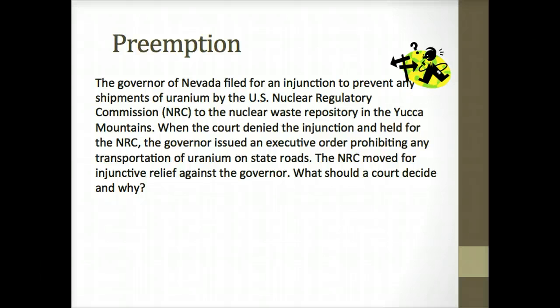I want to start with an example. Let's say the governor of Nevada filed for an injunction to prevent any shipments of uranium by the U.S. Nuclear Regulatory Commission to the nuclear waste repository in the Yucca Mountains. When the court denied the injunction and held for the NRC, the governor issued an executive order prohibiting any transportation of uranium on state roads. The NRC moved for injunctive relief against the governor. What should a court decide and why?